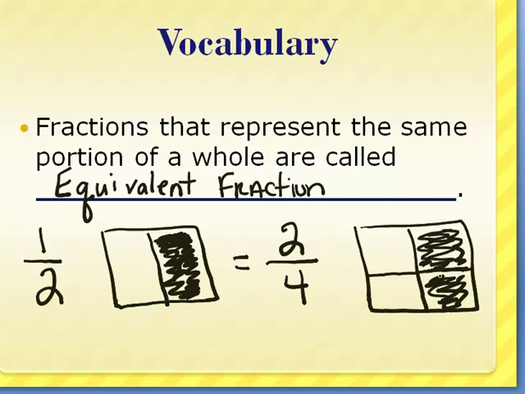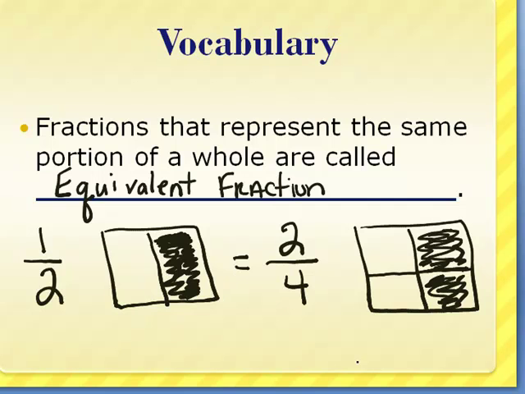If you notice, the same size is being shaded. So equivalent fractions are written differently, but represent the same quantity. Okay, so we can say 3/6, 4/8, 5/10. They are all equal fractions, or equivalent to 1/2.